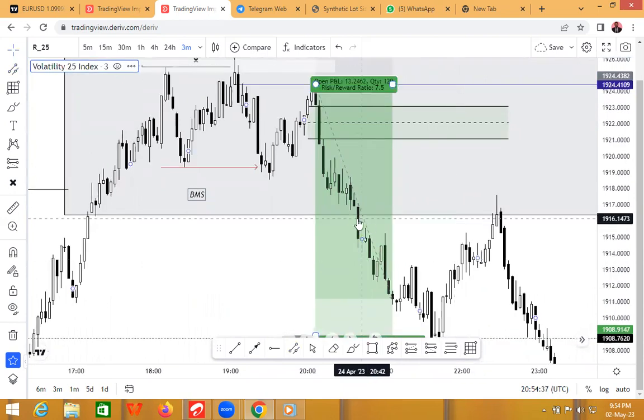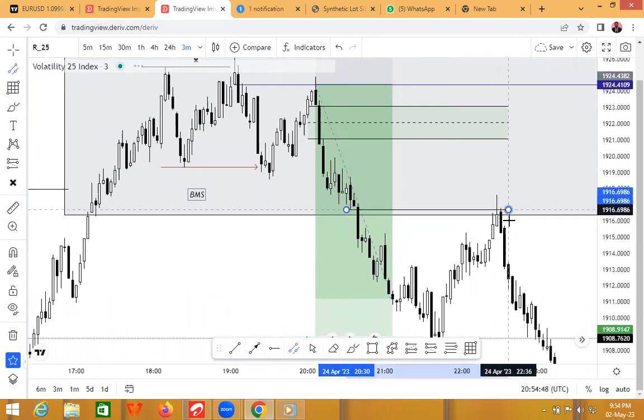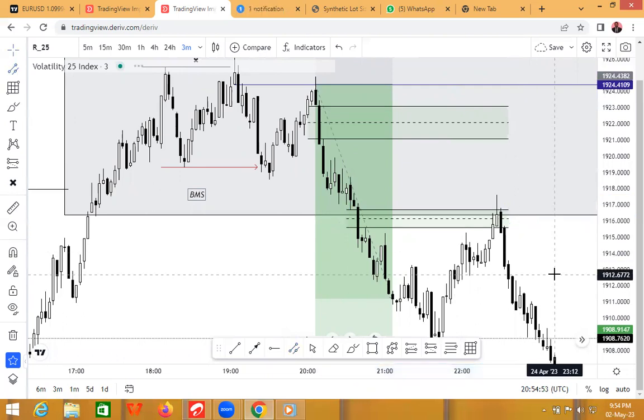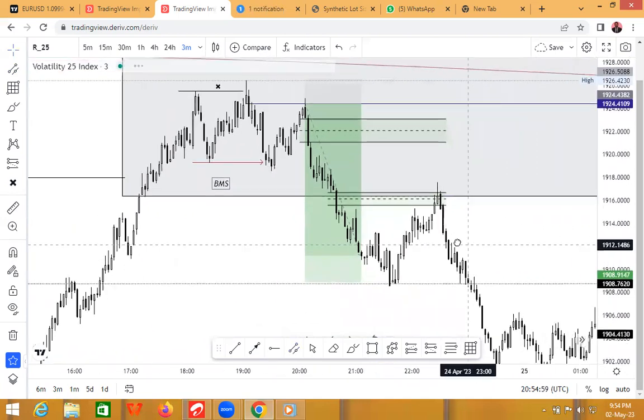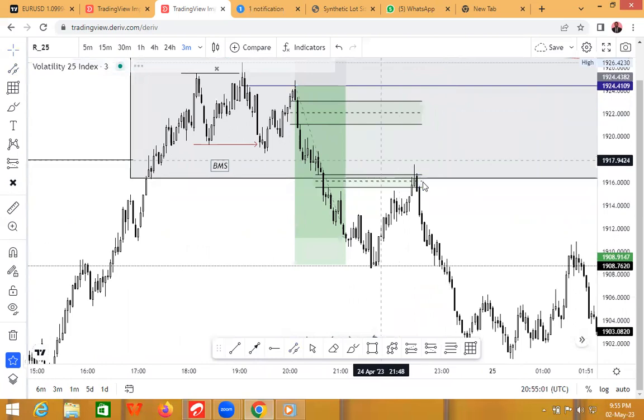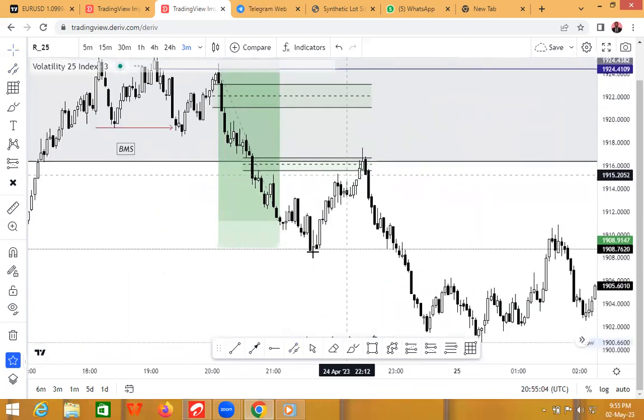What can you find here? There was another imbalance here. There was another imbalance at this zone. That was the one price respected. Price traded into this imbalance and price traded away. Immediately price traded away, price broke this low because you are trading structure.